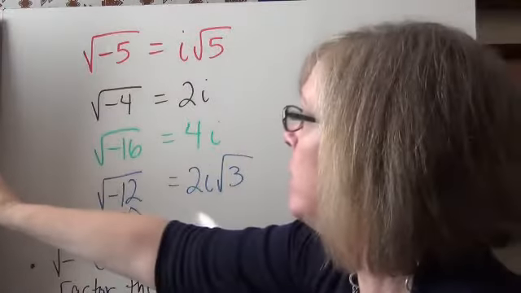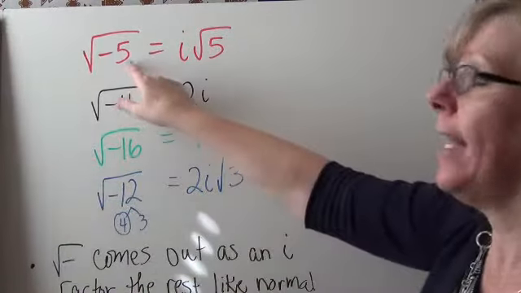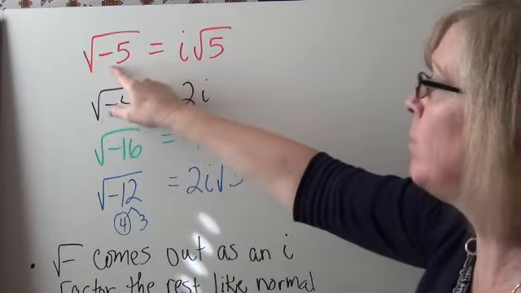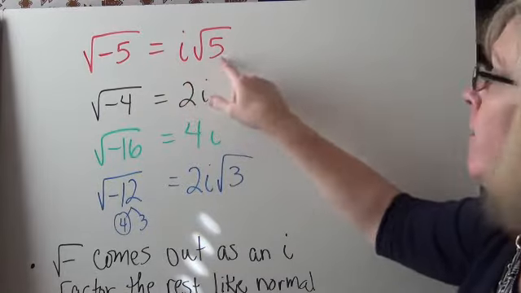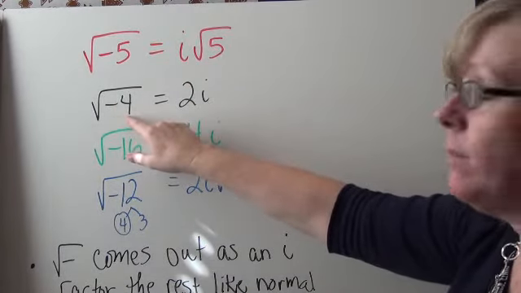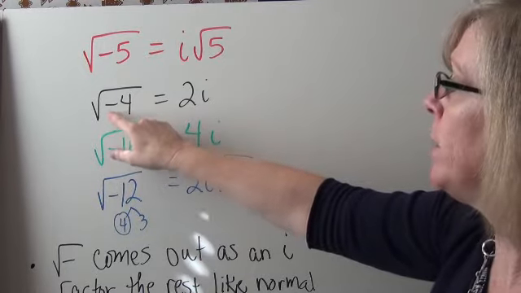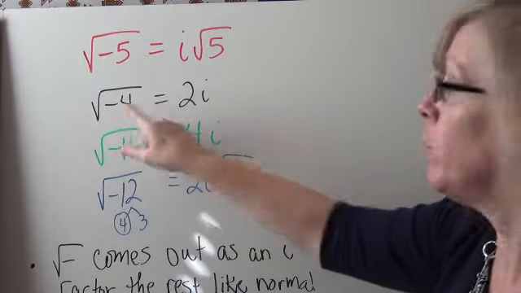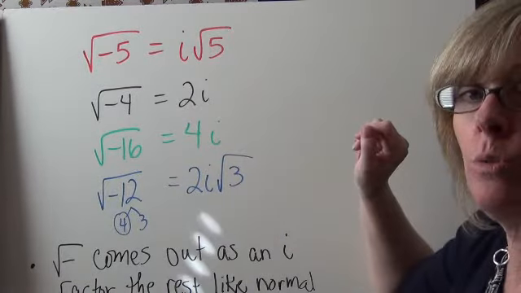Let me have you take a look at a few of these. If I have negative 5, I really have a negative 1 times 5. The negative 1 comes out as an i. The 5 stays where it is. This one I have a square root of negative 4. The negative comes out as an i, and now I have just a square root of 4, which is 2. So my answer to this is 2i.